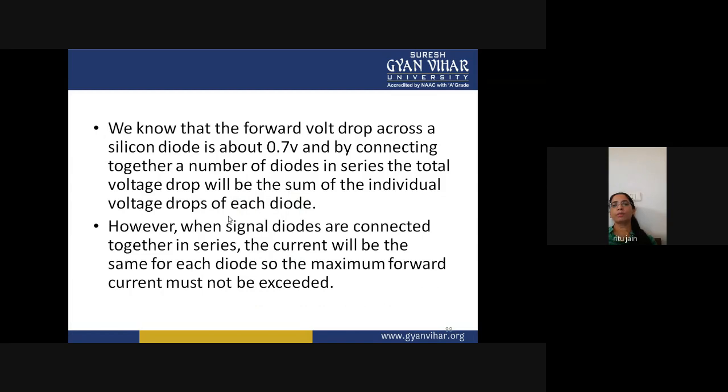However, when signal diodes are connected together in series, the current will be the same for each diode, so the maximum forward current must not be exceeded. So two things you have to remember when you are connecting diodes in series: the current will remain same, so you can't exceed the maximum forward current rating of the diode, and the voltage drop across the combination will be the sum of the individual voltage drop of each diode.